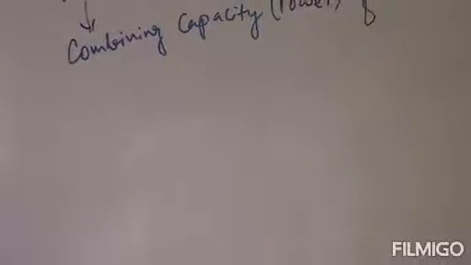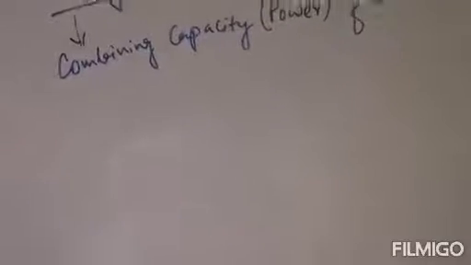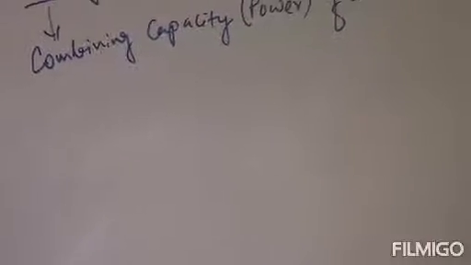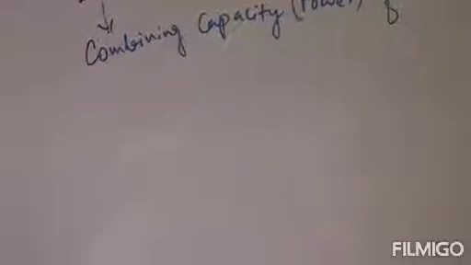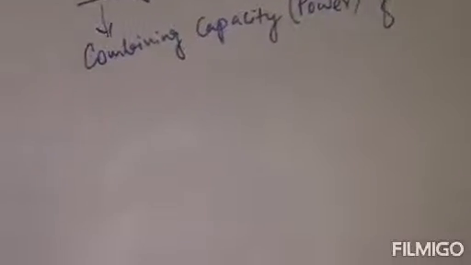Now valency can be used to find out how many atoms of an element will combine with the atoms of another element to form a chemical compound.